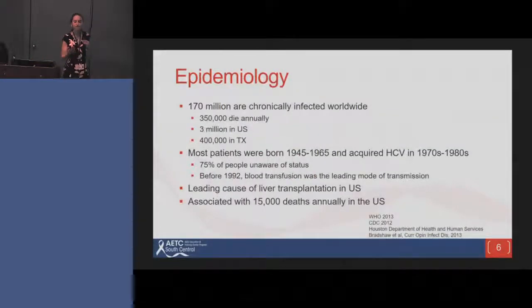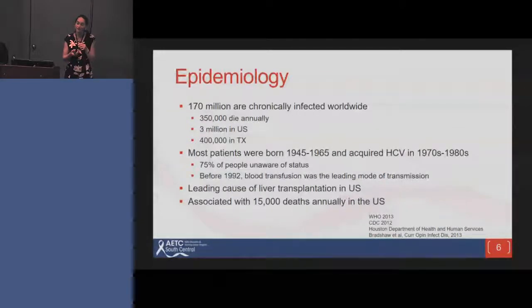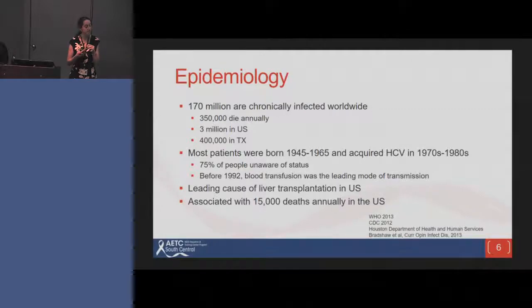So 170 million people worldwide are infected with hepatitis C. This translates to 300,000 deaths worldwide annually. In the US, it's thought that there are about 3 million people, and 400,000 in Texas. Most patients are so-called baby boomers, born between 1945 and 1965. 3/4 of them are unaware of their status. Most people are not screened routinely by their physicians, although the new guidelines suggest they should be.